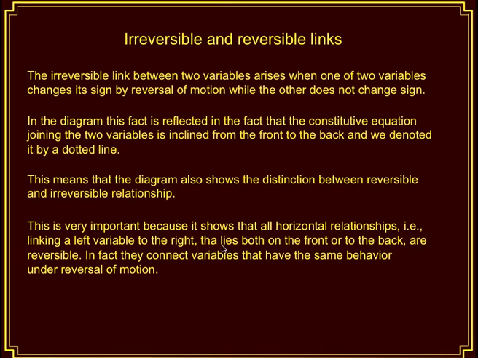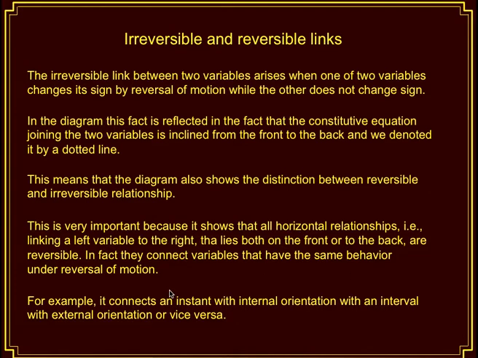This is very important because it shows that all horizontal relationships linking a left variable to the right that lie both on the front or to the back are reversible. In fact, they connect variables that have the same behavior under reversal of motion. For example, it connects an instant with internal orientation with an interval with external orientation, or vice versa.